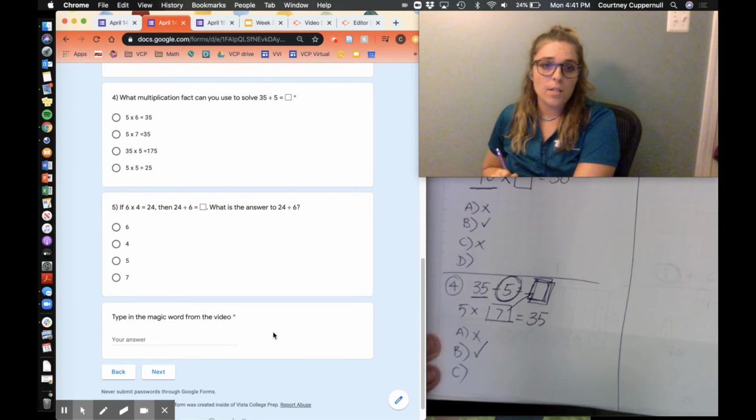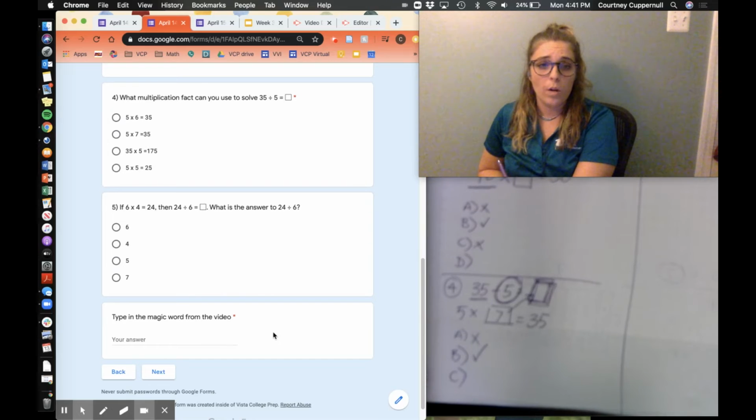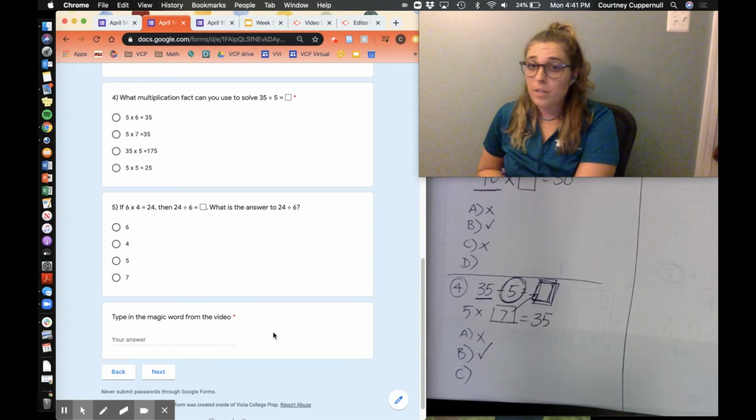C says 35 groups of 5 equals 175. That's a big number. I don't have 175 things. I only have 35.